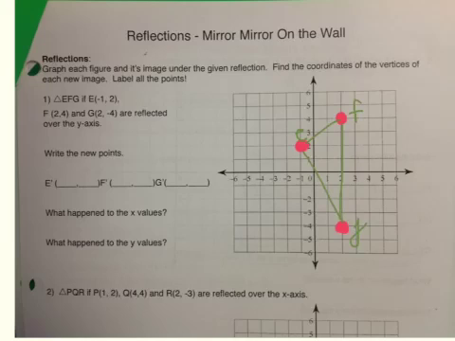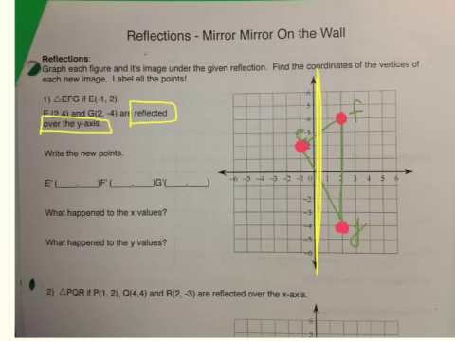So now what we need to do is reflect this shape over the y-axis. And it's going to tell us that right here in the directions. Reflect the shape over the y-axis. So here is the y-axis. I want the shape to be flipped across this line. So whatever used to be on the left side over here, now it's going to move and it's going to be on the right side.